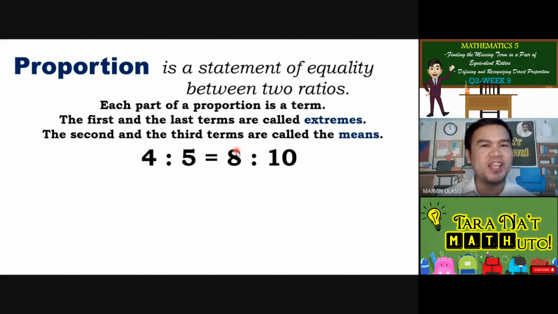The means, 5 times 8, 40. 4 times 10 is also 40. So they are equal, they are equivalent, and they are in proportion. Okay, ayan na ha. Okay, let's have another example.